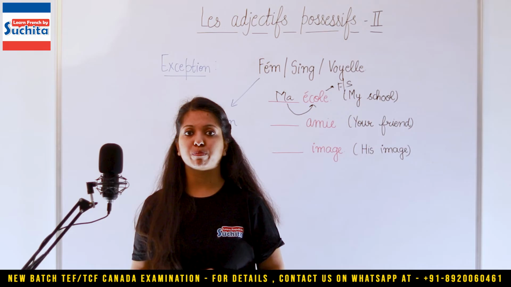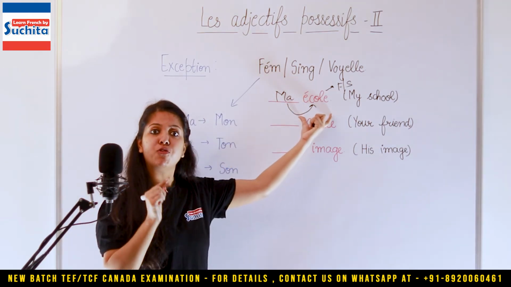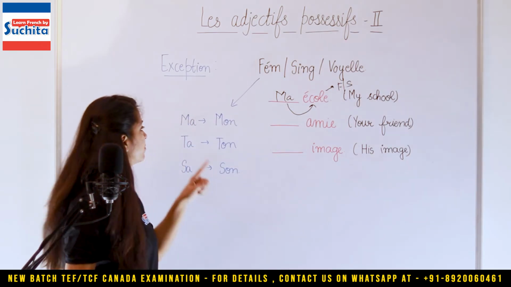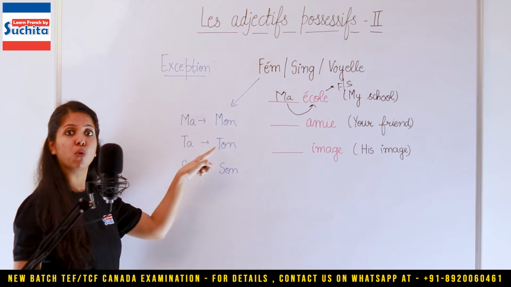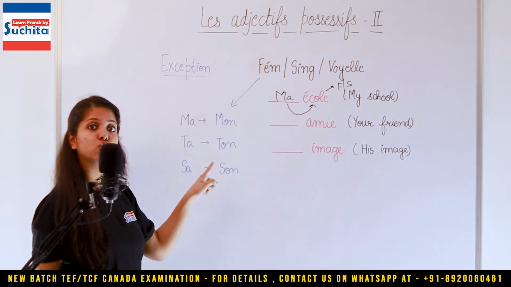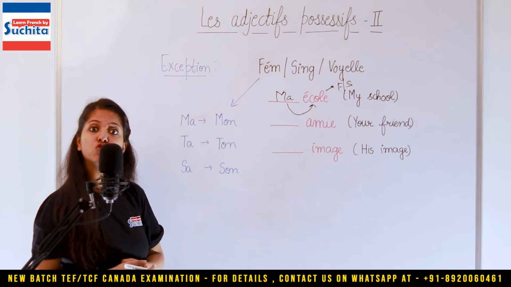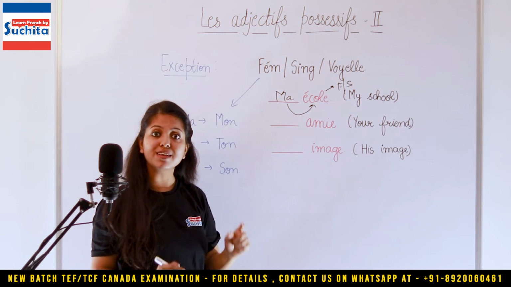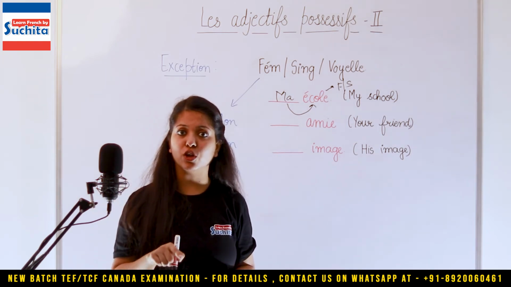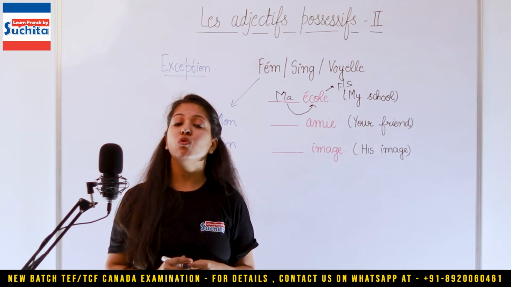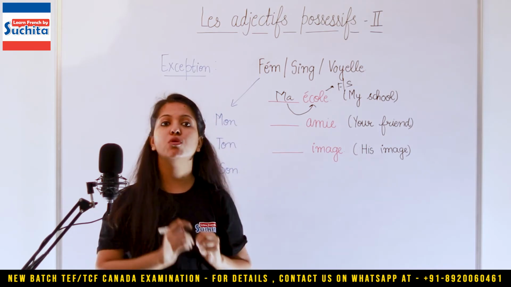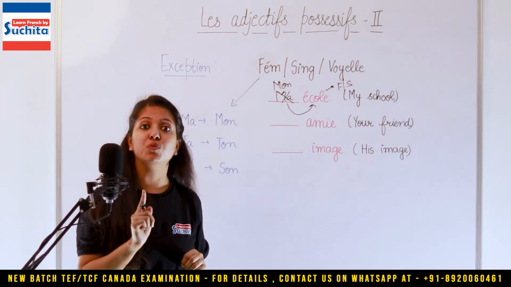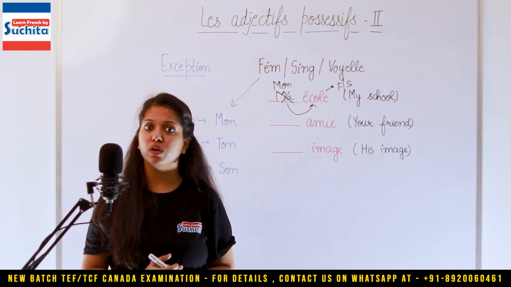But here there is an exception. If a feminine singular word begins with a vowel, in that case, ma changes into mon, ta changes into ton, and sa changes into son. So here we will not say ma école. Since école is feminine, also singular, also starts with a vowel, we'll apply the change, ma will change into mon. So ma is wrong. You will say mon école, my school.